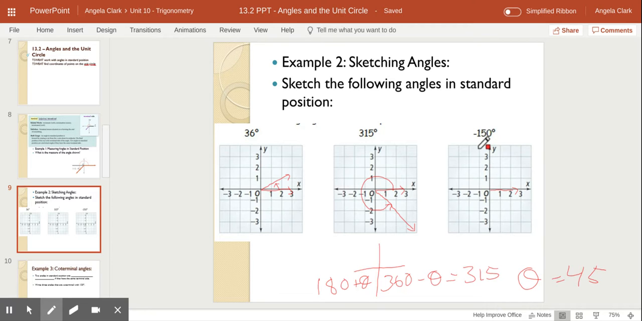Because it's negative though, that's not as intuitive as it was over here. Because if I figured out what 180 plus theta would equal to get negative 150, it'd be a very big negative number, right? It'd be like negative 330, which is not what I want.